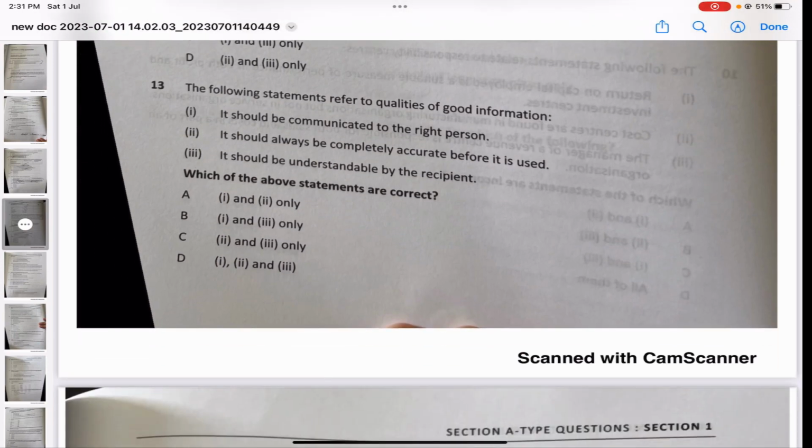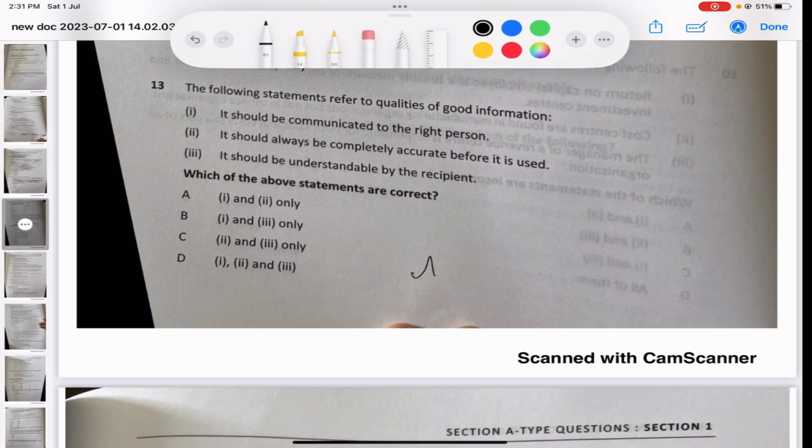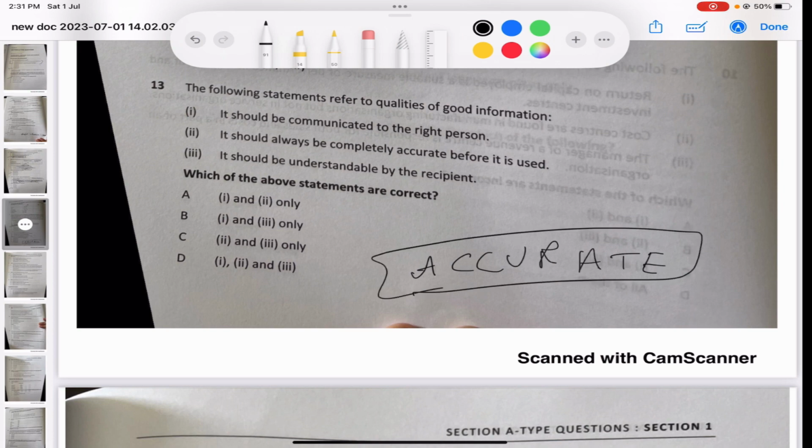The following statement refers to qualities of good information. What was the quality of good information? If you can recall from the revision itself, we discussed the term ACCURATE, and every letter has an abbreviation. So these are the statements which refer to the qualities of good information. Which of the above statements is correct?